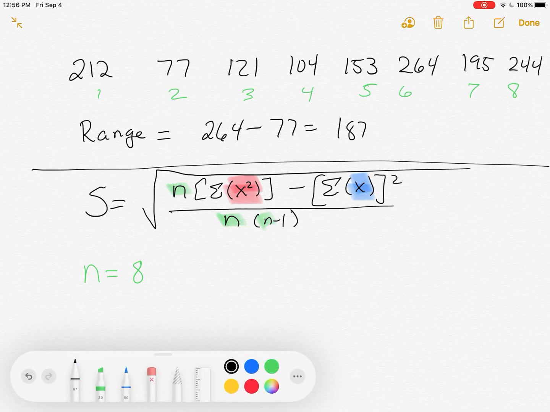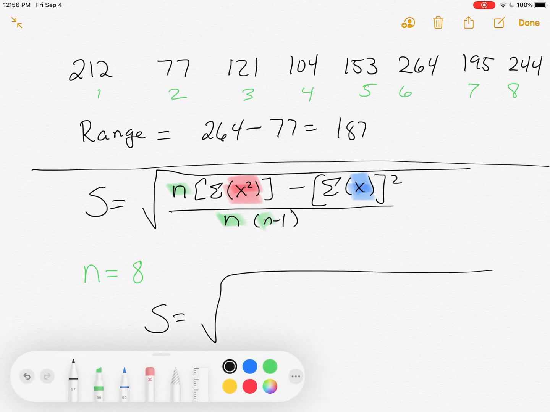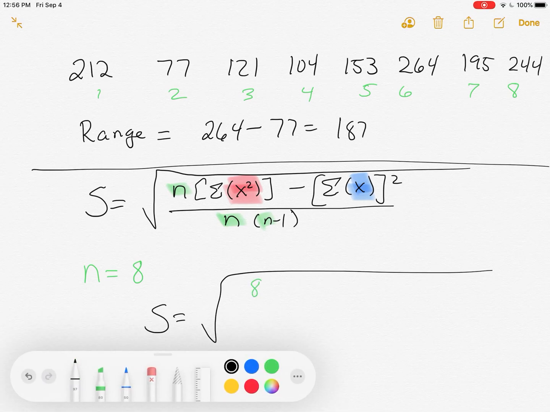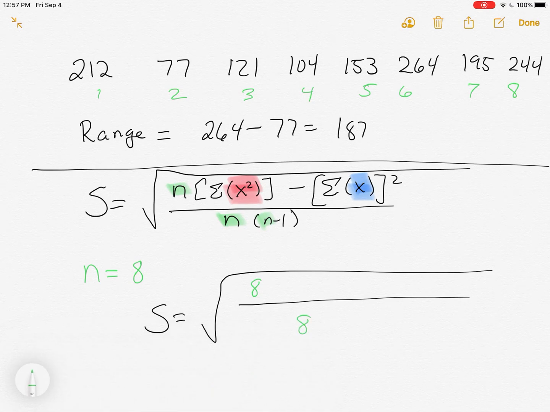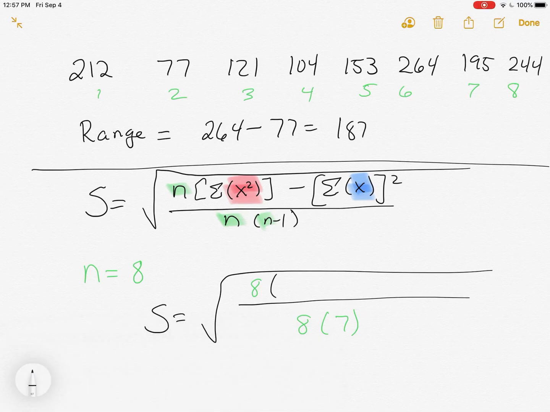So if I come in and start filling in my formula, look how much I can do. I know that this is 8, and I know that this is 8, and 8 minus 1 is 7. So just from counting up the data, I get a lot. The question is what are these other numbers, and then how do I put that all into my calculator? Well, we know what they are.